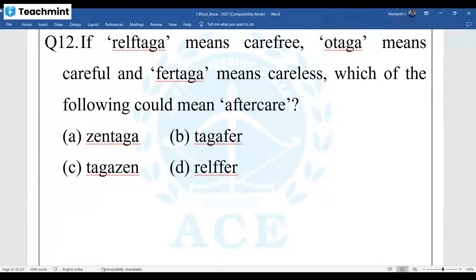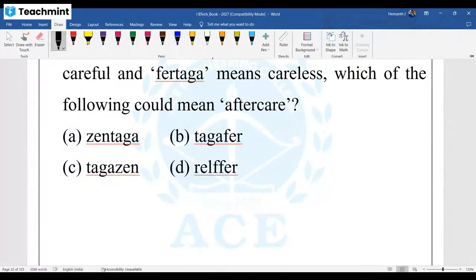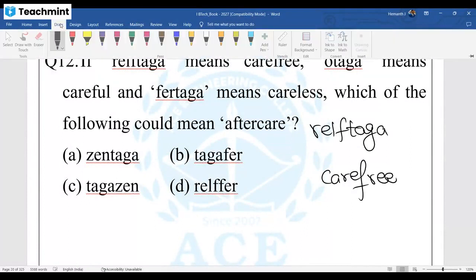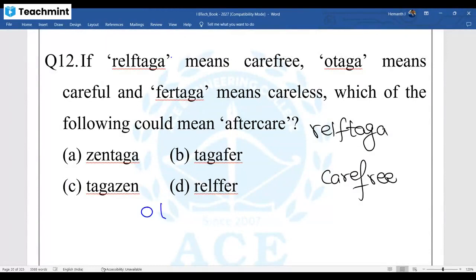If you observe the data given here, what's the first one? RELF TAGA means carefree, they mentioned in the question. OTAGA means careful. You write the data there, okay? That is given in the question already. Next one, OTAGA is careful. FERTAGA is careless.